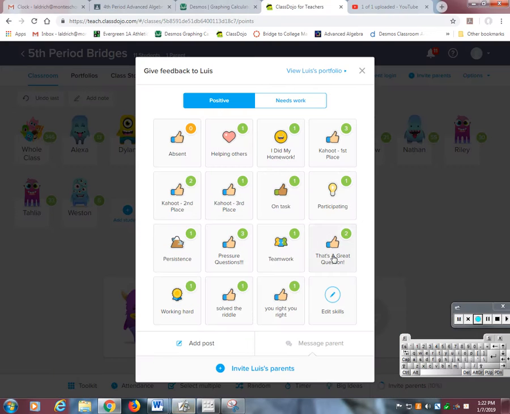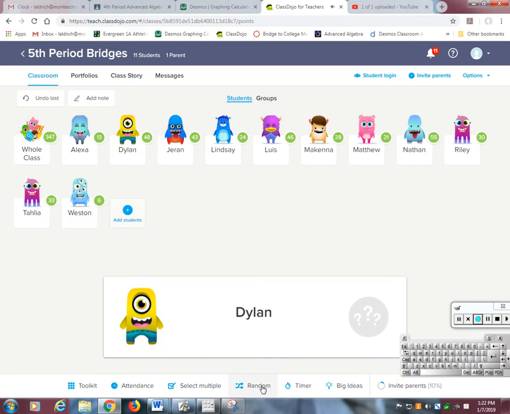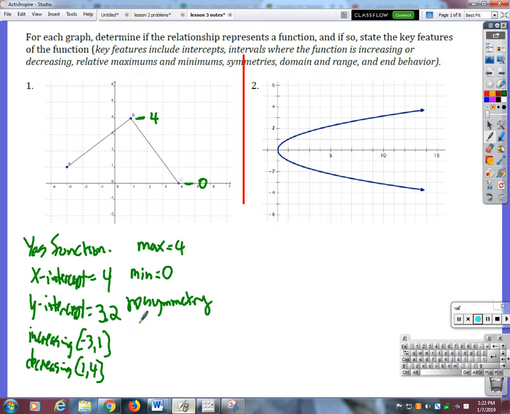What about domain and range? Remember, domain is the x's and range is the y's. Riley, what's the domain of this graph? What's the lowest x to the highest x? Yeah. Nope, lowest x would be way over here. Yep. And what's the highest x? Awesome.